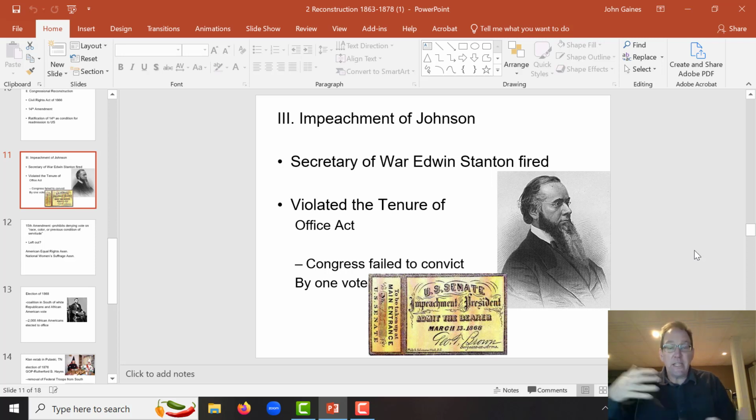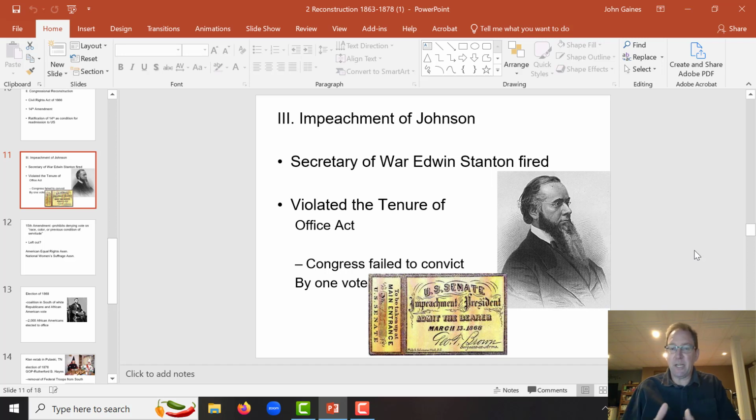He does make a big deal about this. He really tries to walk this back. He promises not to be a roadblock for the radical Republicans. I mean, he's really trying to dance around and get out of this. I don't know if that was effective or not, but the United States Senate fails to convict Andrew Johnson by one single vote. And so here's a really important point. Johnson is still president. He is not convicted.